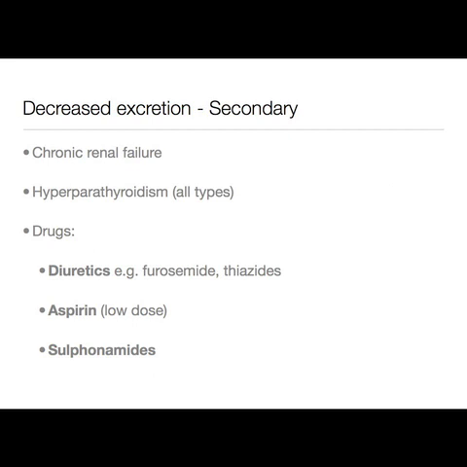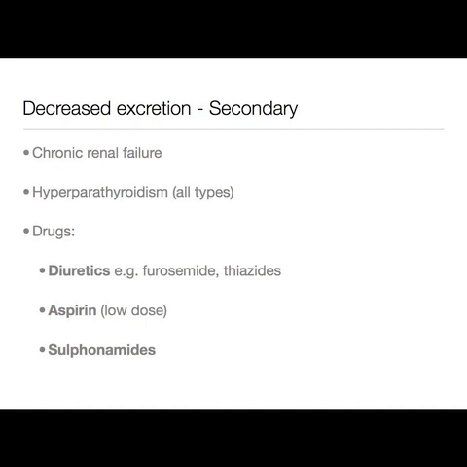Secondary causes are much more important in this category and include chronic renal failure, hypoparathyroidism, and various drugs and diuretics. This leads nicely on to a discussion of some of the most important drugs that cause hyperuricemia. The most important ones have already been mentioned and include the cytotoxics. However, other important drugs are diuretics, namely thiazides and furosemide, but also aspirin in low doses and sulfonamides as well.